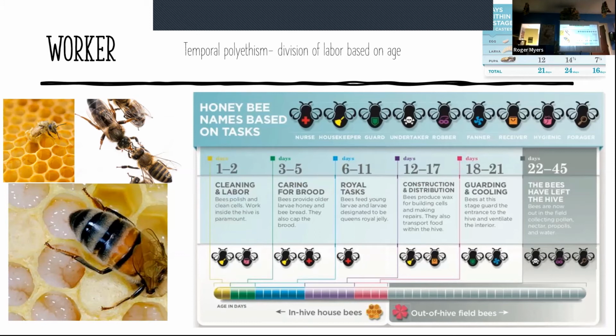Okay. Finally, let's talk about workers. So workers are the driving force in your colonies. They do almost everything. But they engage in this division of labor, or temporal polyethism. What that basically means is, depending on the age of the bee, they have different tasks. So a lot of times you'll hear us talk about a bunch of nurse bees or something like that. It's because we're talking about different types of tasks that the bees are doing in our colonies. And this depends a lot on gland development.